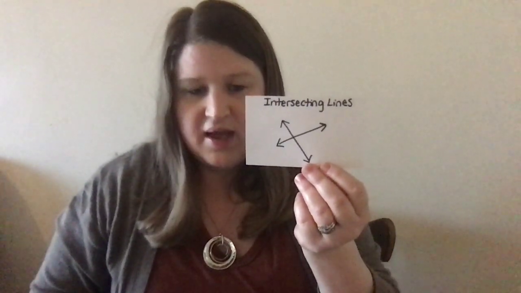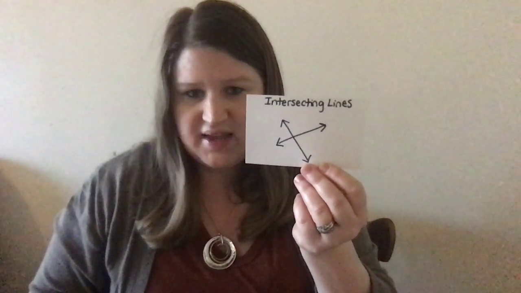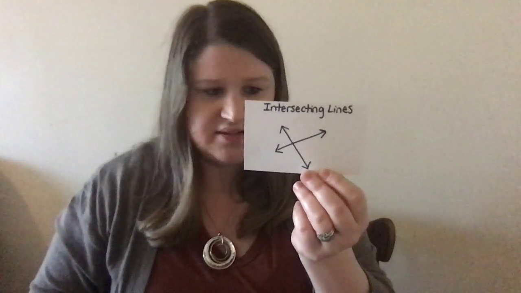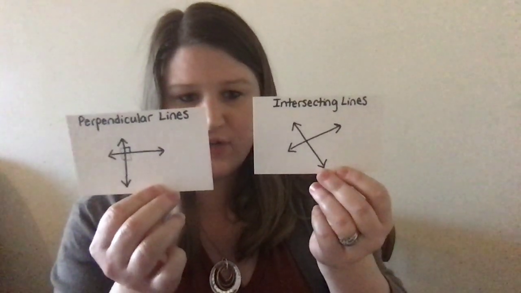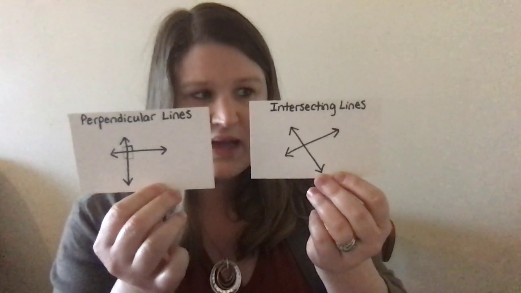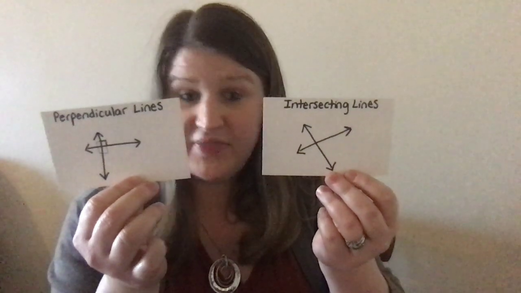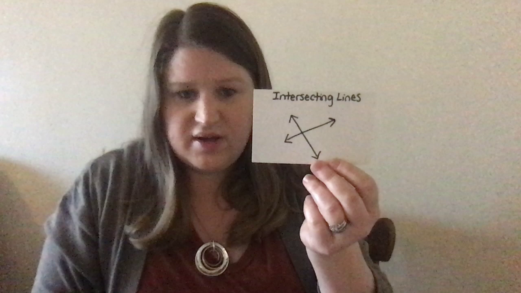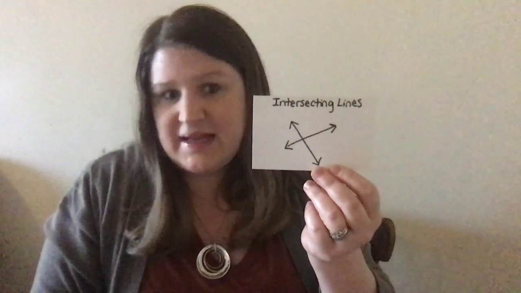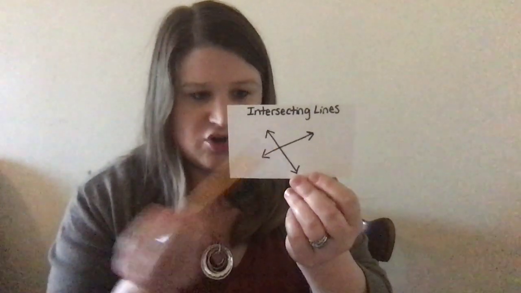And finally, the last one we talked about were intersecting lines. Now, intersecting lines and perpendicular lines can be kind of the same, except intersecting lines don't have to form those squares, those 90-degree angles, those right angles. Now, they can, but they don't have to. So intersecting lines just mean any 2 lines that cross. So intersecting lines can be perpendicular lines, but they don't have to be. They can just cross any way.